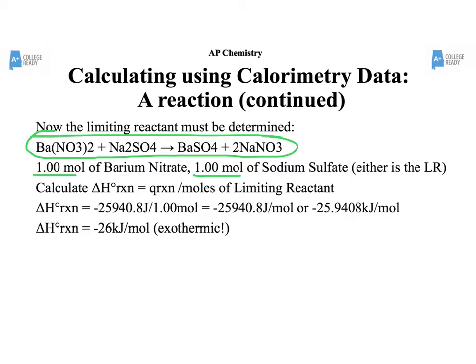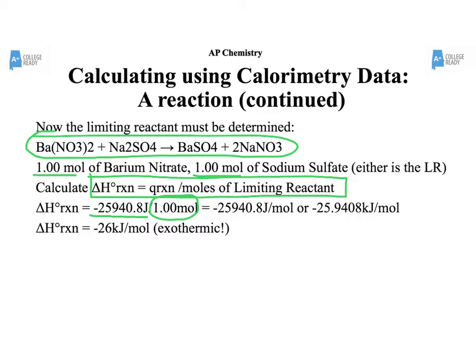So now we're going to calculate the enthalpy by dividing by the moles of the limiting reactant. Here's what we need to be focused on. Enthalpy is equal to the Q divided by the moles of the limiting reactant. There's the Q of the reaction that we just calculated, and here is 1 mole of the limiting reactant. And so we end up with negative 25,941.8 joules per mole. Okay?